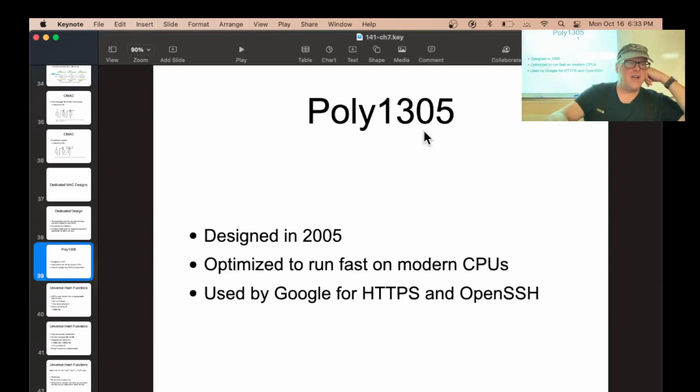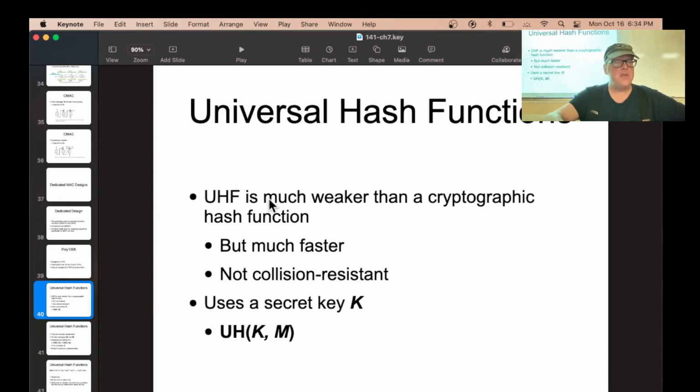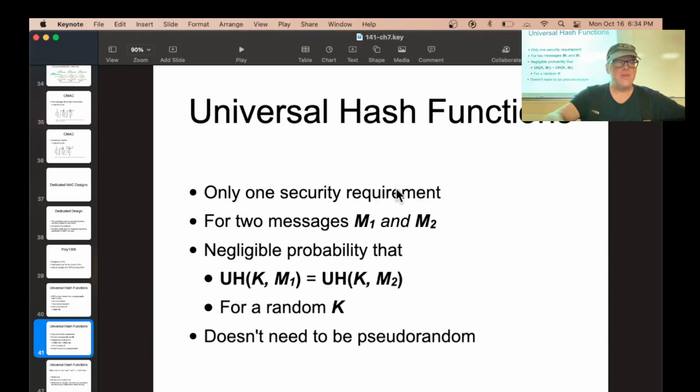Poly1305 is optimized to run really fast. This is used for HTTPS and OpenSSH. And it's a universal hash function. It's a special hash function that is much weaker, but it has the security properties you need for a tag, so it's not collision resistant. It uses a secret key and a message, and the only security requirement is that if you have two different messages, they'll have two different tags for a random K. It does not have to be pseudo-random. It doesn't have to be white noise, like a pseudo-random function.